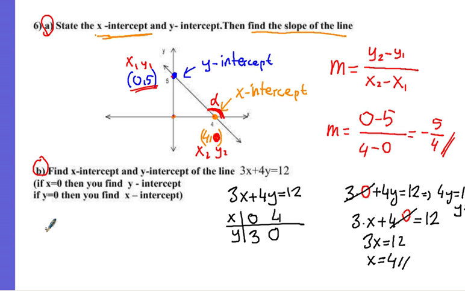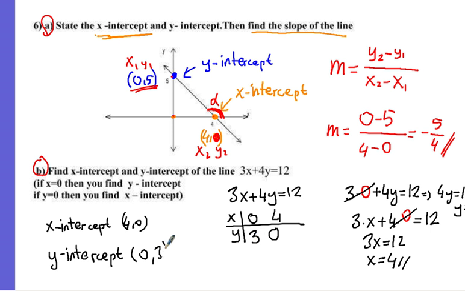So x-intercept, let's summarize here. What is x-intercept? Where the y value is 0. So it is (4, 0). And y-intercept, where the x value is 0, which is (0, 3). Okay.